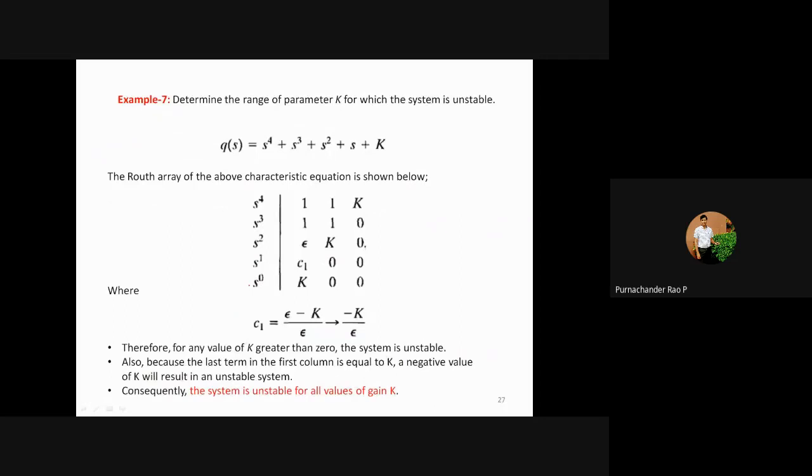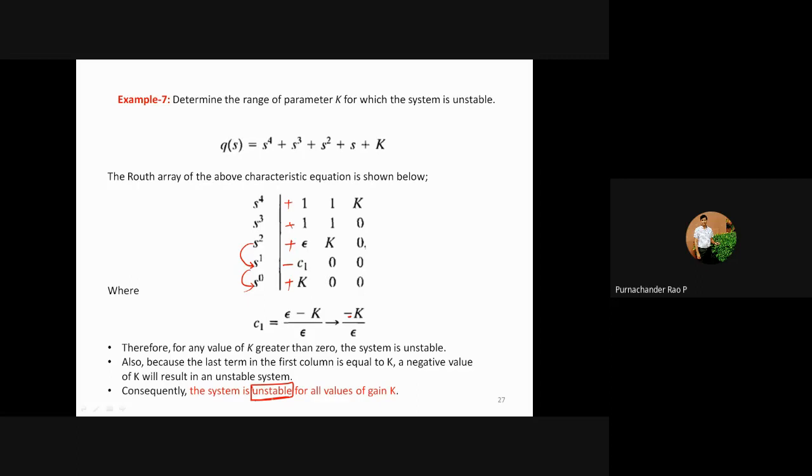In the next problem also, you need to see that C1 is going to be a negative value. So this is a minus, this is a plus, and this is a plus. Again there are two sign changes, S square to S1 and S1 to S power 0. There are two sign changes, therefore the system is unstable.